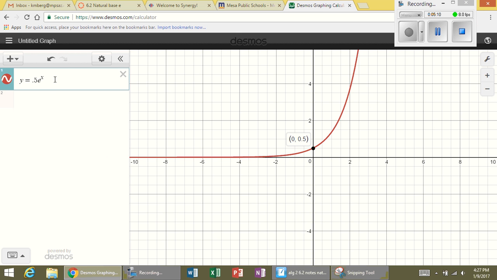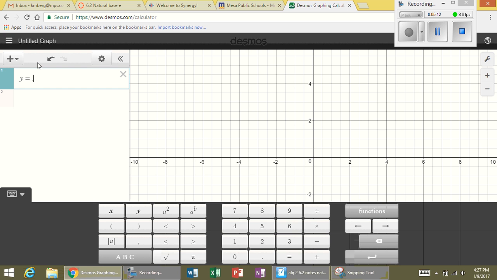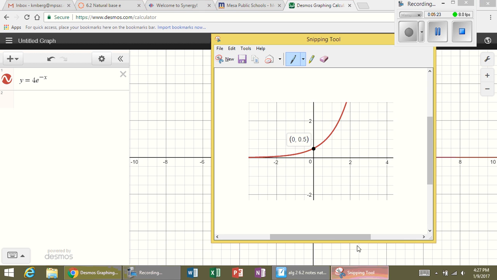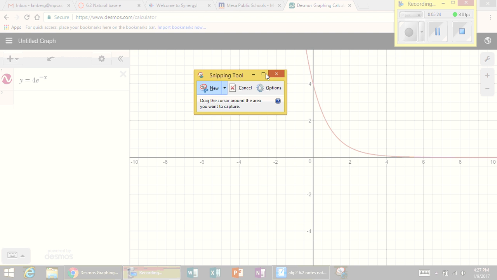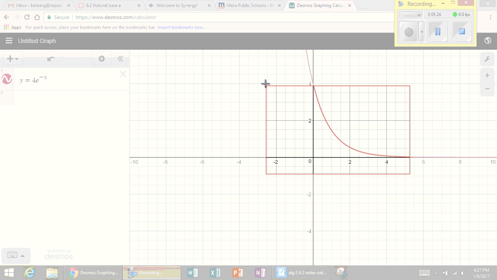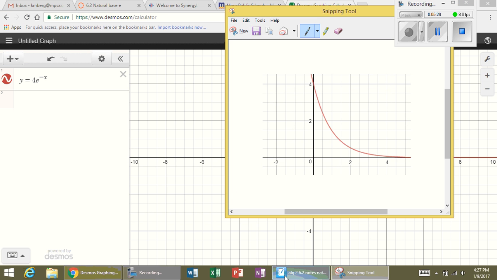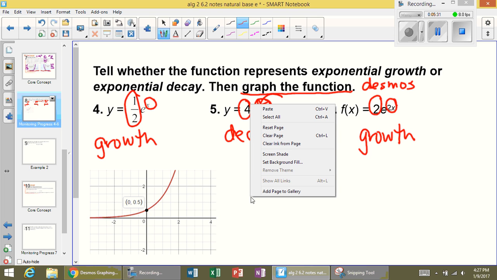So I'm going to come back here. 4e to the negative x. And again, I'm going to use the snipping tool. I'm going to grab a new one and grab a portion of this and paste it into our notes.